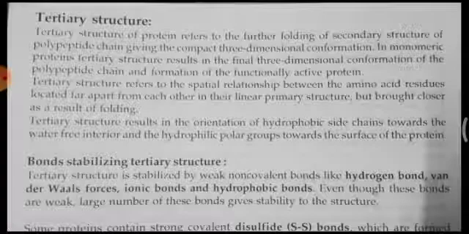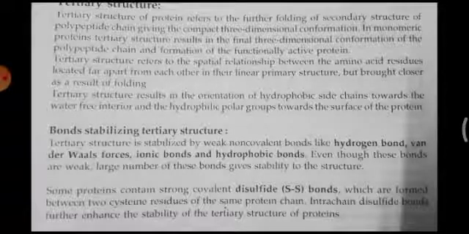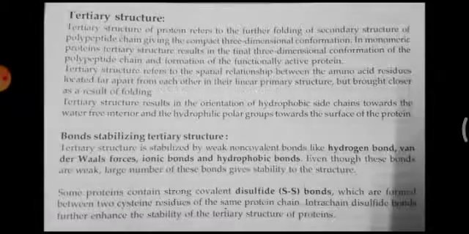Bonds stabilizing tertiary structures. The tertiary structure is stabilized by weak non-covalent bonds like hydrogen bonds, van der Waals forces, ionic bonds, and hydrophobic bonds. Even though these bonds are weak, a large number of these bonds give stability to the structure. So primary structure has peptide bonds, secondary structure has hydrogen bonds, whereas in the tertiary structure we can see several of these bonds: hydrogen bonds, van der Waals forces, ionic bonds, and hydrophobic bonds. Some proteins contain strong covalent disulfide bonds also, which are found between two cysteine residues, sulfur-containing amino acid residues, of the same protein chain. Intra-chain disulfide bonds further enhance the stability of tertiary structure of proteins. This is our tertiary structure.